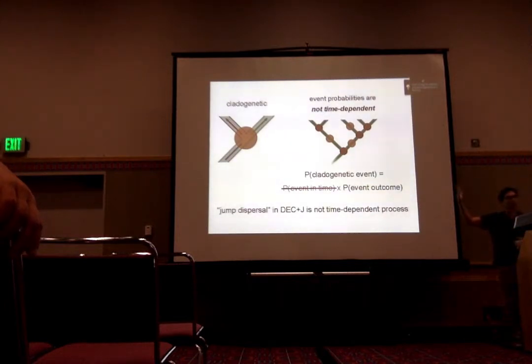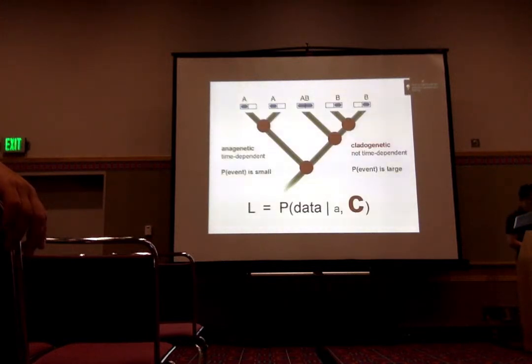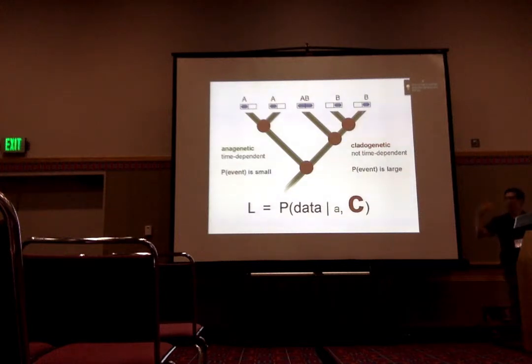It doesn't take into account, for example, the jump dispersal events that might have occurred along branches but didn't because of extinction and so on. Okay. All right. So what we have is a situation where we have two processes. The likelihood is the probability of the data given these two kinds of events. And because anagenetic events multiply two small numbers, while cladogenic events are just one, the probability of cladogenic events is very large relative to anagenetic events. So the contribution of cladogenic events to the likelihood is very large.